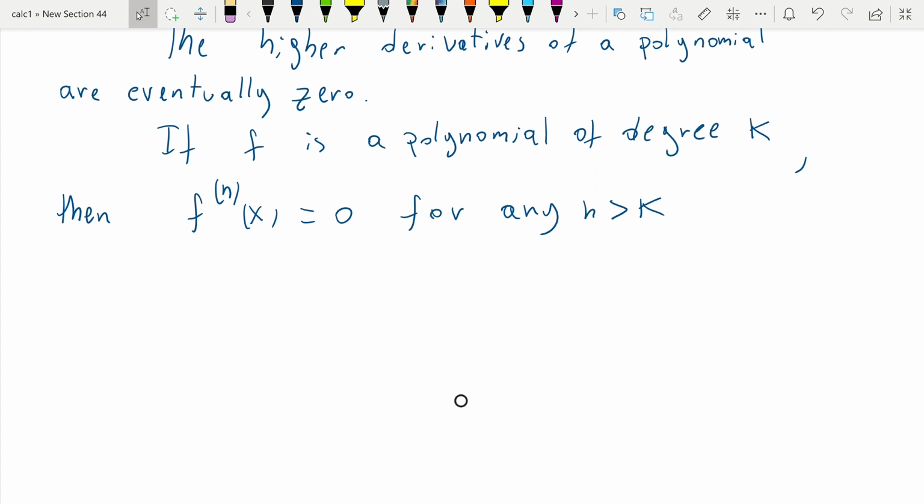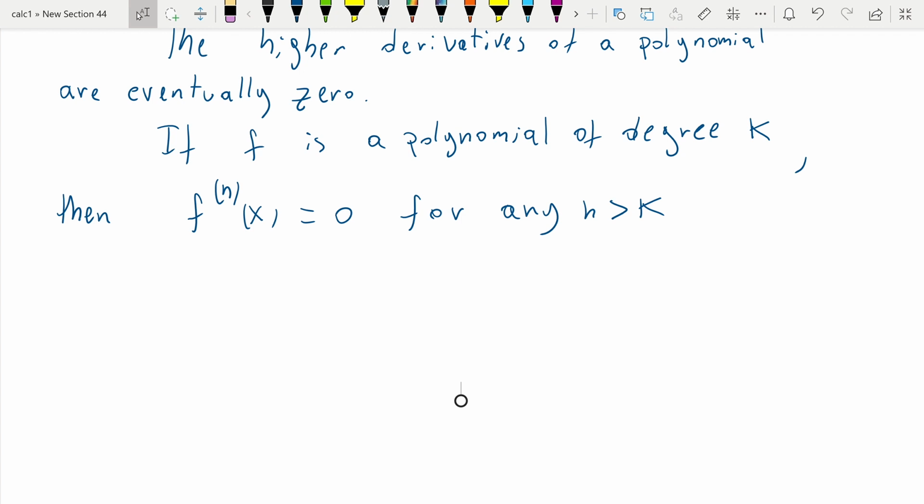So a kind of sneaky question would be, for instance, for the multiple choice part, to compute the, say, 1,000th derivative of a very complicated polynomial. But if that very complicated polynomial has degree much smaller than 1,000, then you can immediately answer 0. It's because of this observation here.